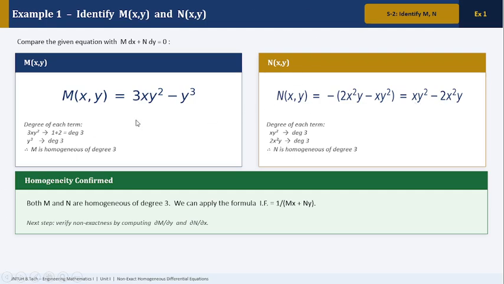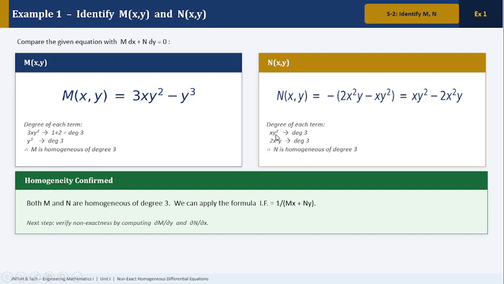Now we check the homogeneity of the equation: each term in M and N must have equal degree, right? 3xy², x power 1, y power 2, adding the powers, we get degree 3. y³, y power 3, so this is degree 3. So capital M is homogeneous of degree 3.